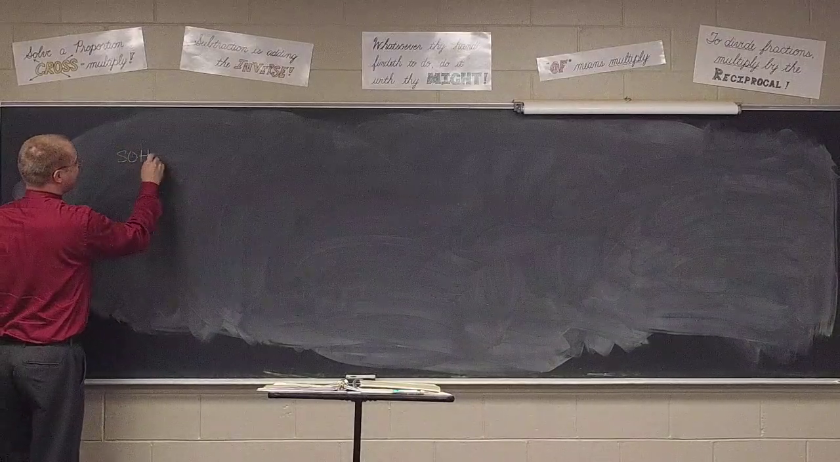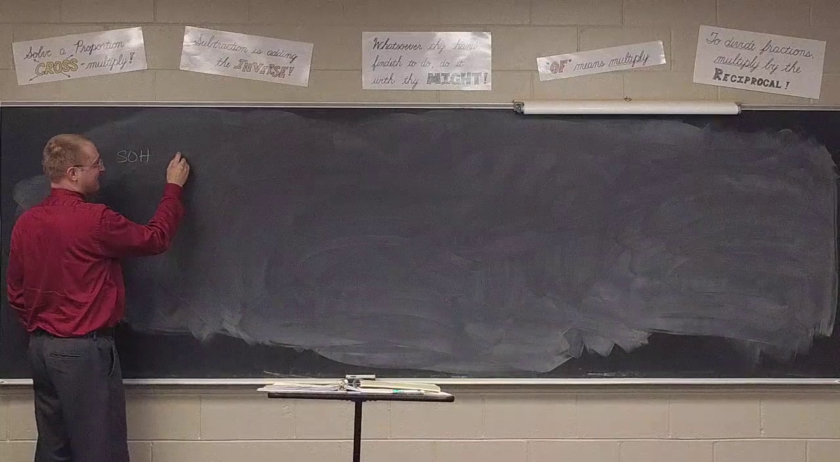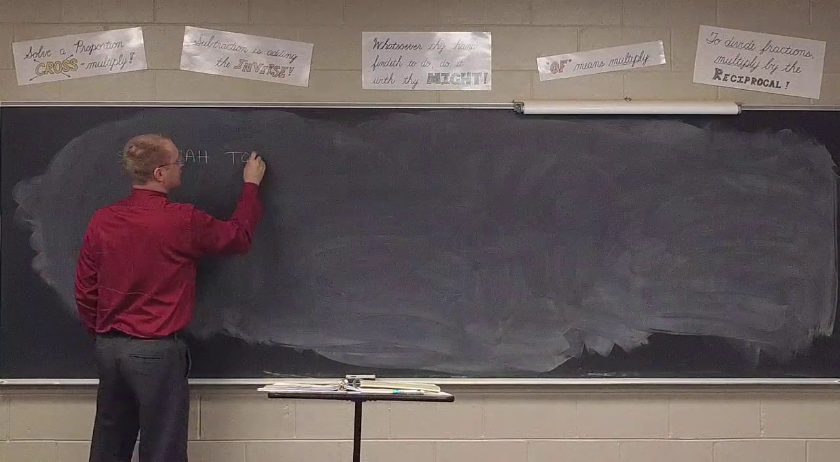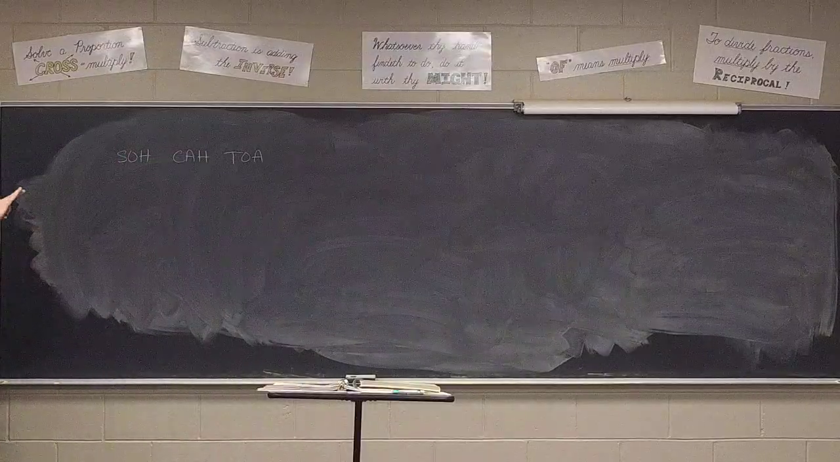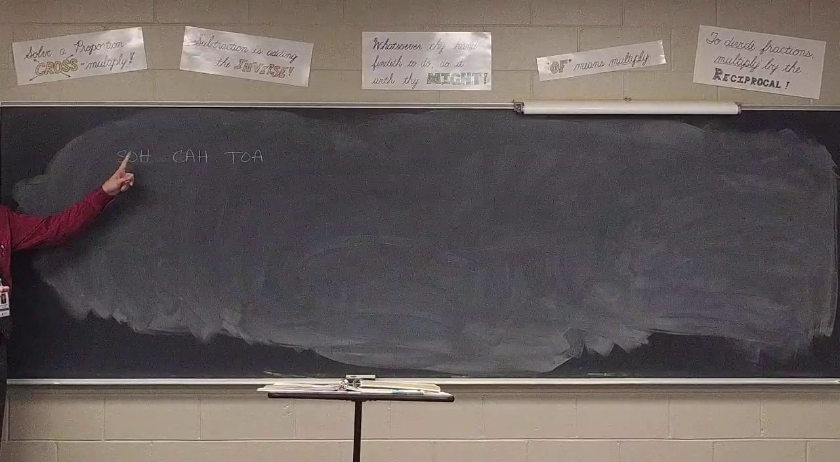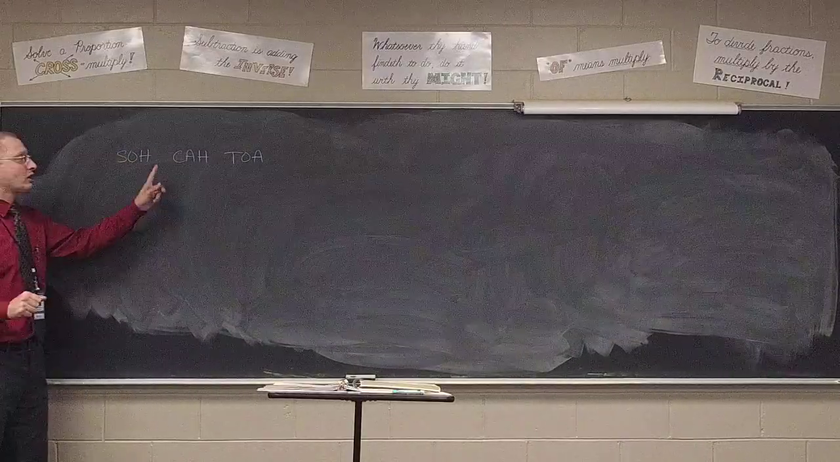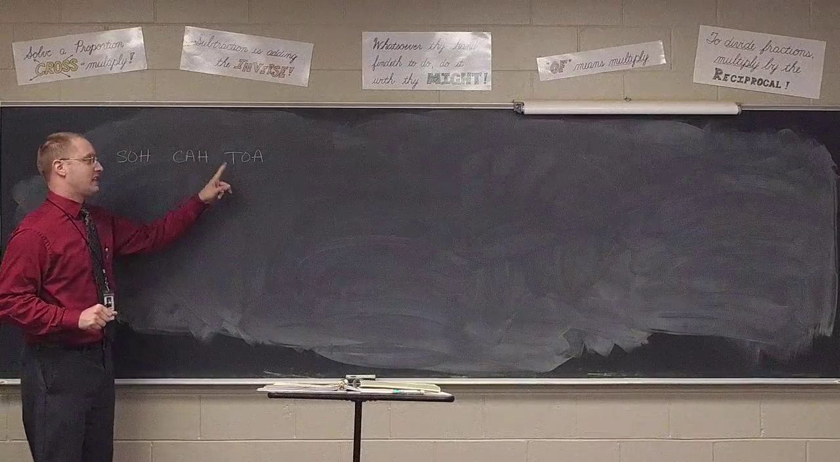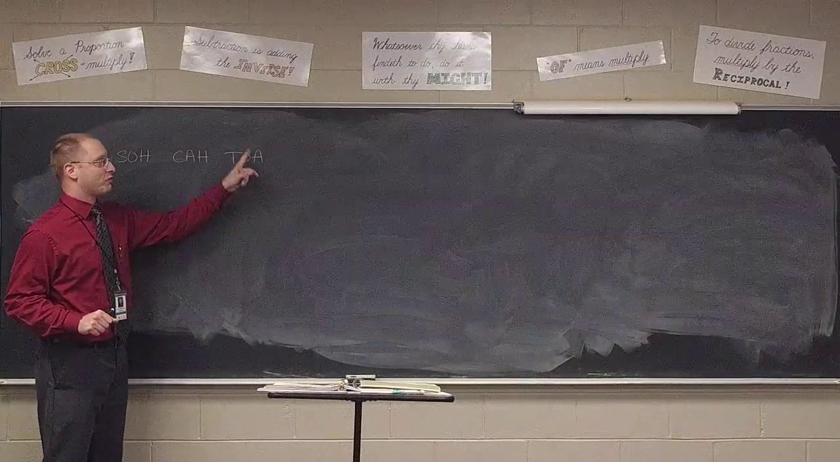S-O-H space C-A-H space T-O-A. Right. Sokatoa. And it helps us remember, class, say it with me, that sine is opposite over hypotenuse. Cosine is adjacent over hypotenuse. Tangent is opposite over adjacent.